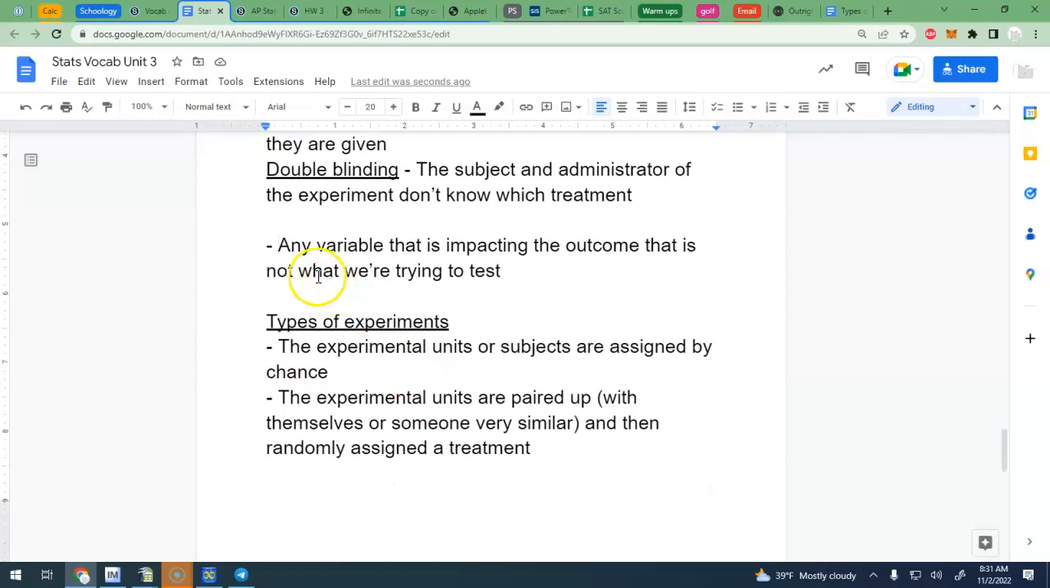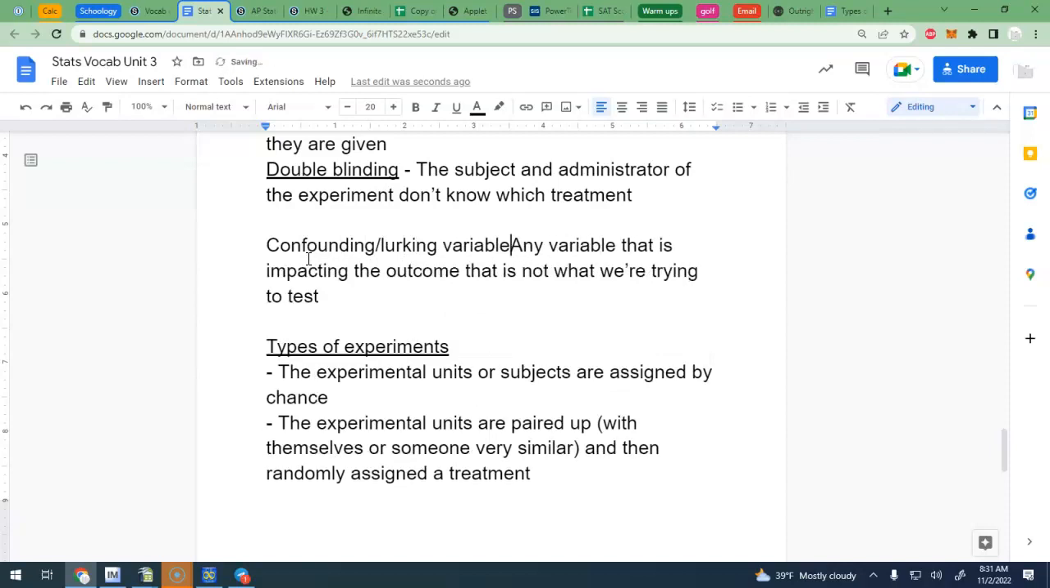Okay, this one. Your notes made a pretty big deal about confounding and lurking variables and the difference between them. I've never seen the AP test ask for the difference between them. They've always just asked for one. But the main idea there is it's a variable, an outside force that's acting. We're not trying to test it, but it's there.